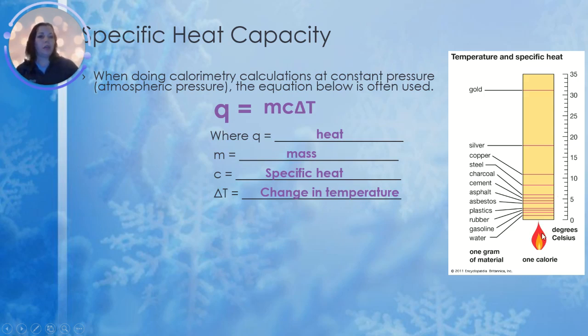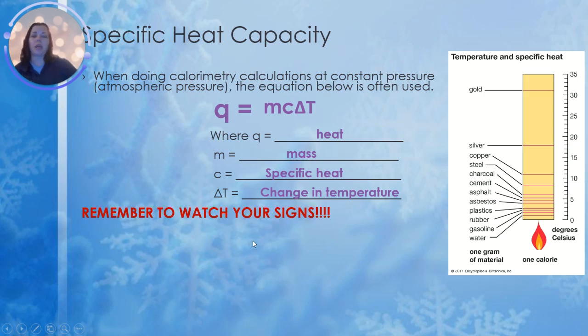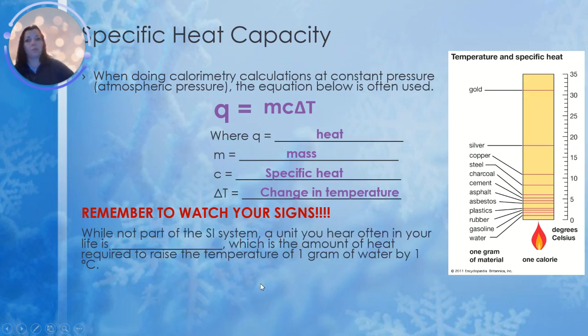So you can see 1 gram of material has different impacts on temperature based on the specific heat. Okay, so remember to watch your signs, and usually with calorimetry, you need to assign your signs, you need to think about them. So whatever substance is losing the heat will be negative, and whatever is gaining the heat will be positive.